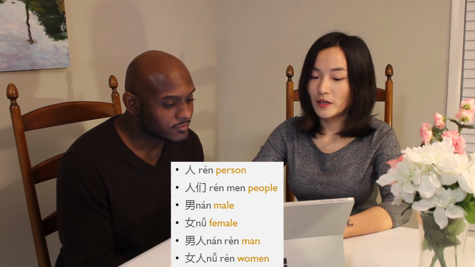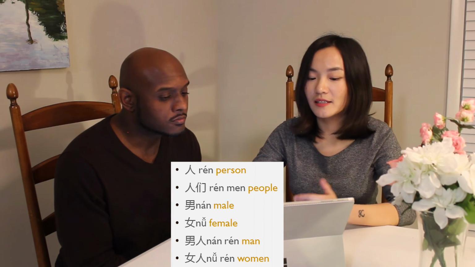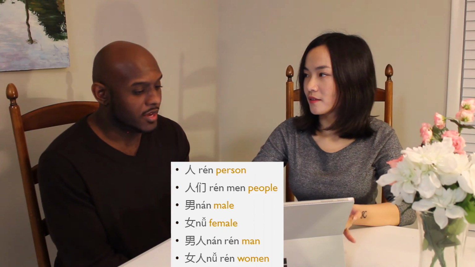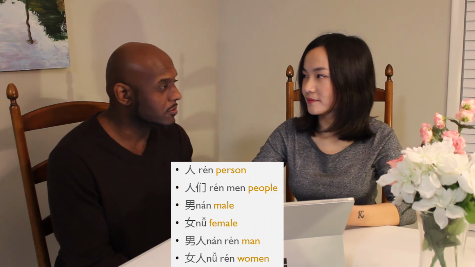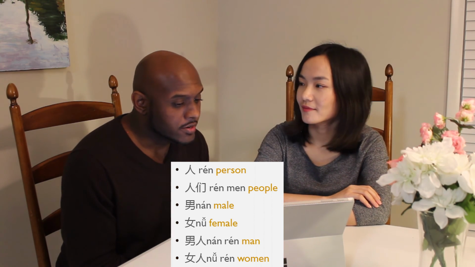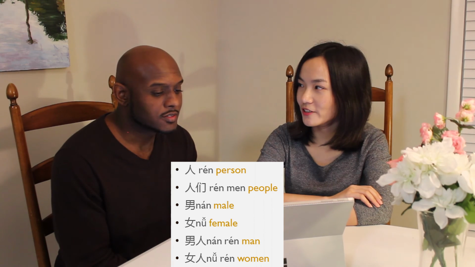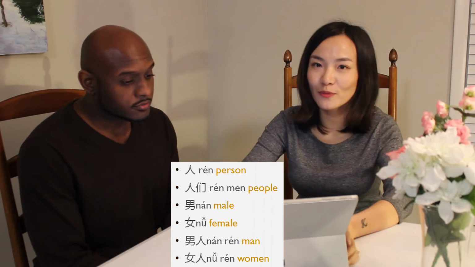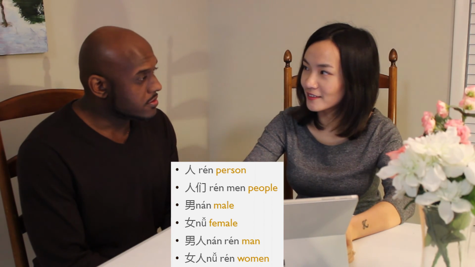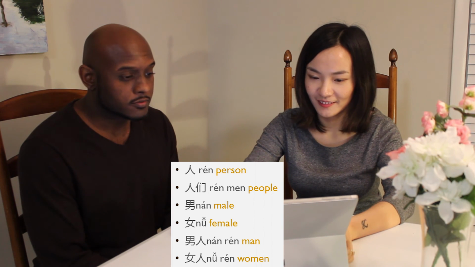If you put male 男 together with person 人, that's man. So a male person is a man, and a female person is a woman. 男人, both are second tone. For women, it is 女人.